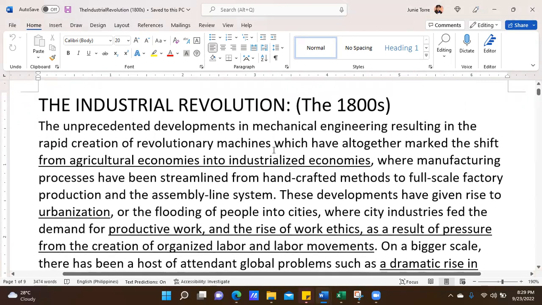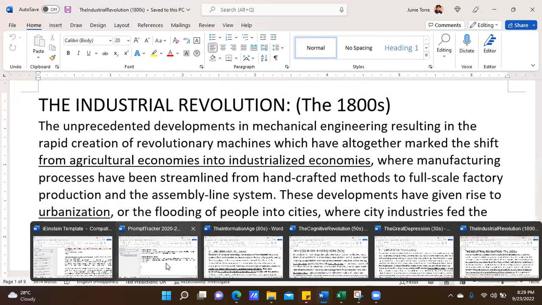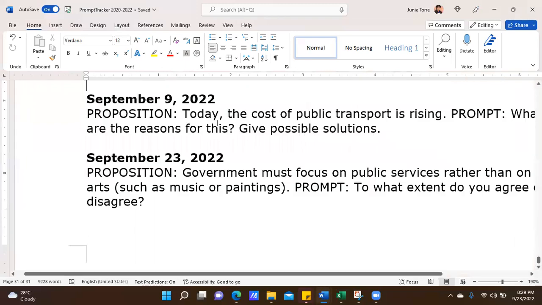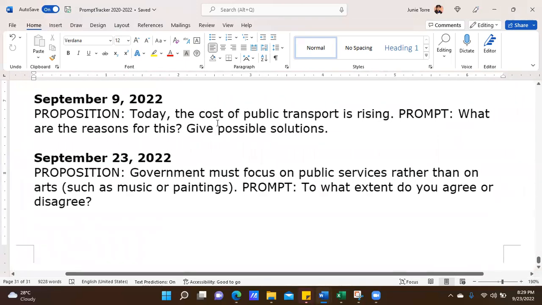So first of all is the Industrial Revolution. And these trends are so pivotal, they affect all the topic prompts that you encounter in the IELTS exam, either in speaking or in writing.